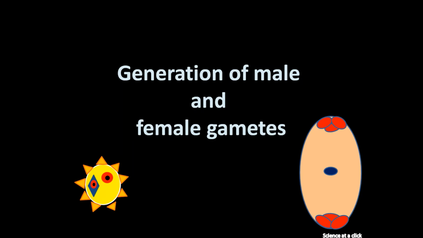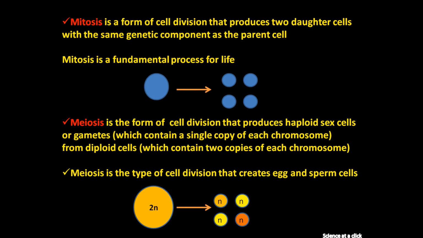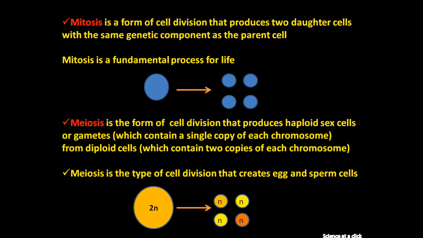Generation of male and female gametes. Before going to the process of generation of male and female gametes, let us know the two important processes the cells will undergo. One is the mitosis and other is the meiosis. In mitosis, the cell will divide into two cells, that is, a parent cell will divide into a daughter cell. So the daughter cells will have the same genetic material as that of the parent cell. In simple words, the cells will be identical to each other.